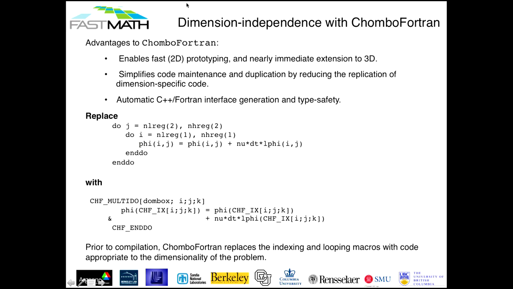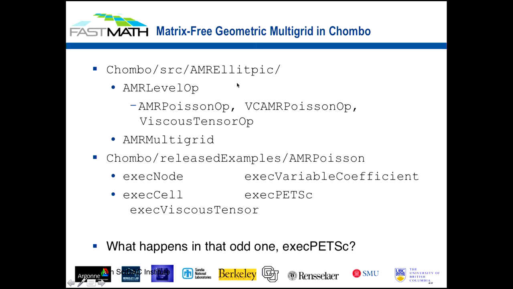But yeah, this really gets rid of a lot of kind of bugs you can make in your code. We also have a built-in geometric multigrid inside of our Chombo code.